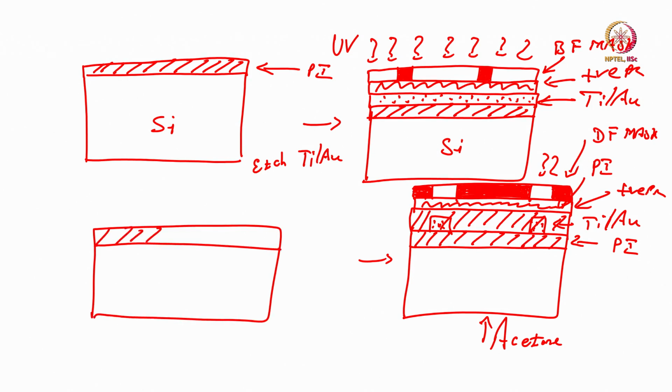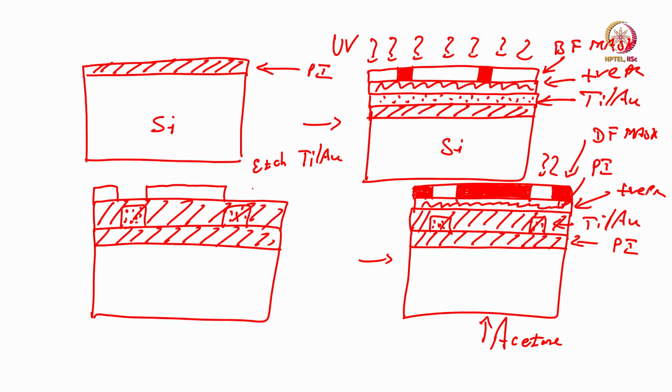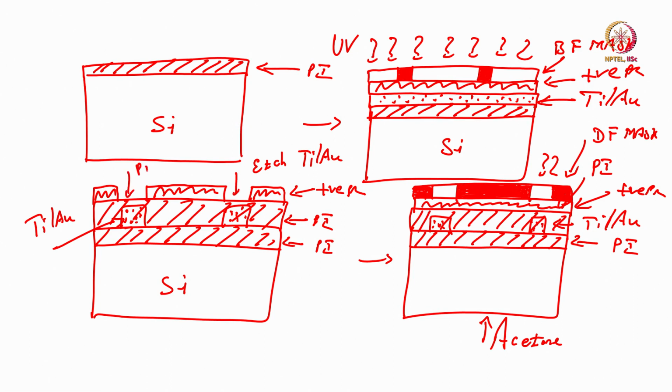I will have my PI, then your gold electrodes, then another PI, and photoresist in this region. Correct. Then we go for hard bake and we etch the PI from this region.